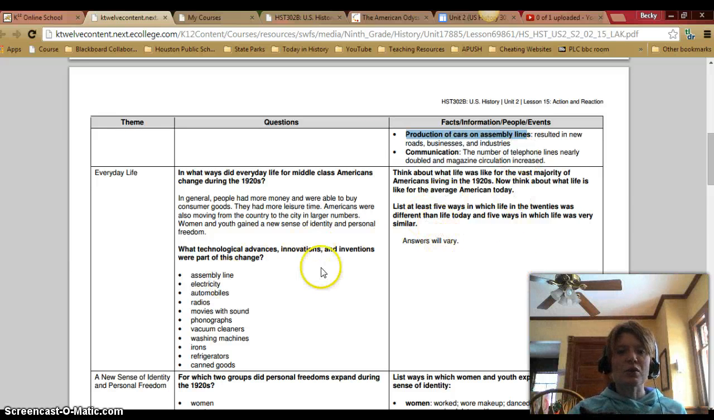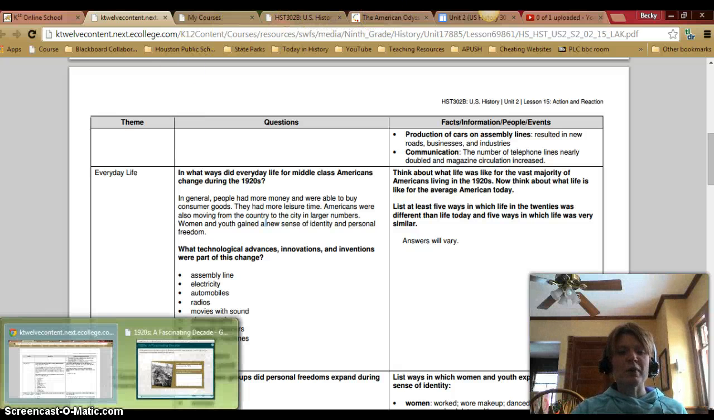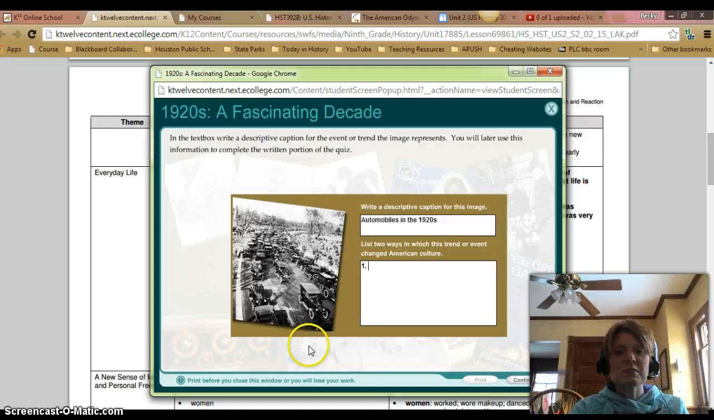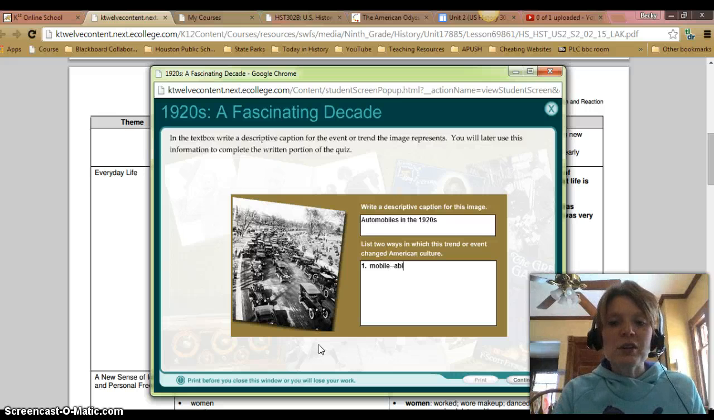Everyday life. We also know that it gave youth more freedom, more ability to be separated from their parents. We talked about the development of teenager and adolescent culture. So if we go back to our online activity, let's see, what could we say here about how the automobile changed or impacted American culture? Made them more mobile. I can't get anything done with Pickles helping me. Mobile. Able to move faster and farther, basically.